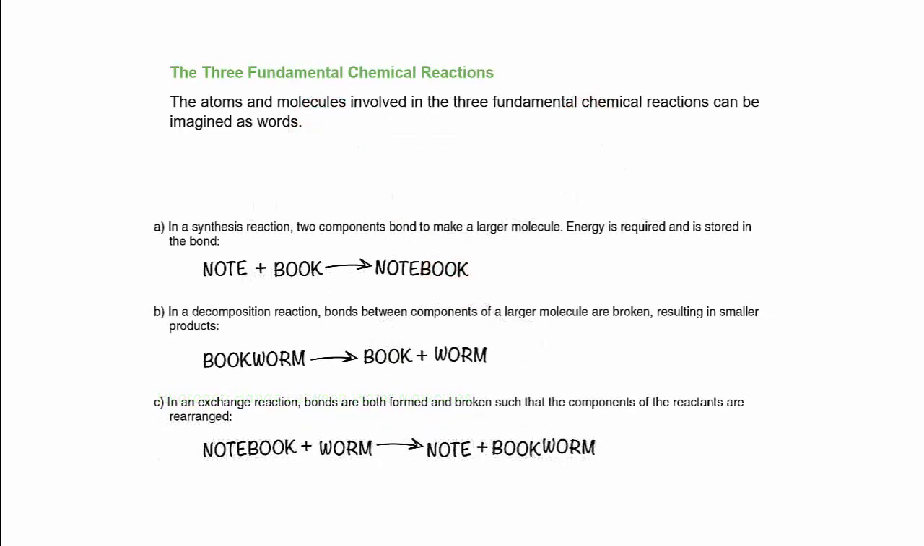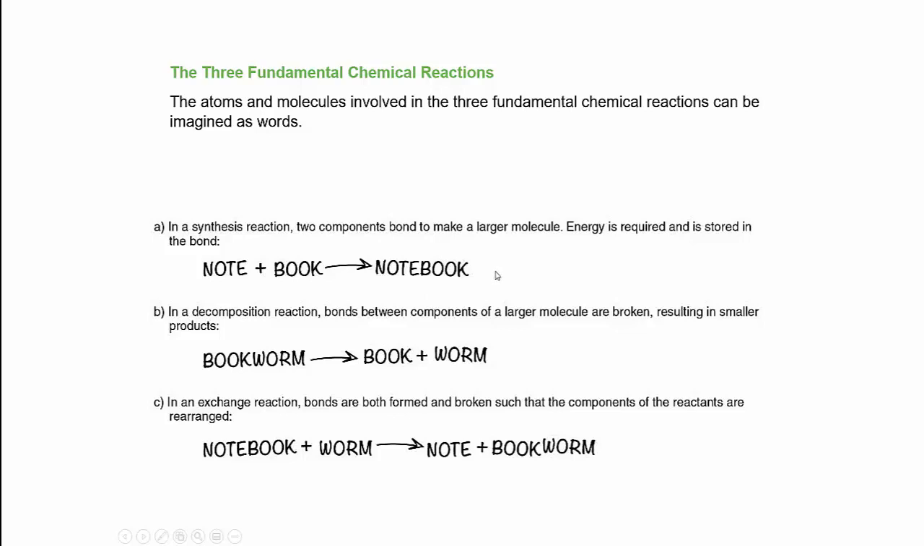Now there's three fundamental chemical reactions. The atoms and molecules involved in the three fundamental chemical reactions can be imagined as words. In a synthesis reaction, synthesis means we're putting things together to form a new product. So here we're taking two components to bond together to make one larger molecule. Okay, so if we look at it as words, if we take note plus book, that combined is going to give us notebook. Notice that note and book are totally different than notebook. So it's a brand new product.